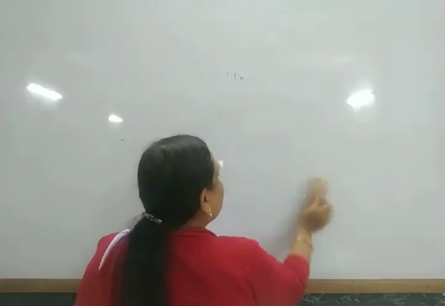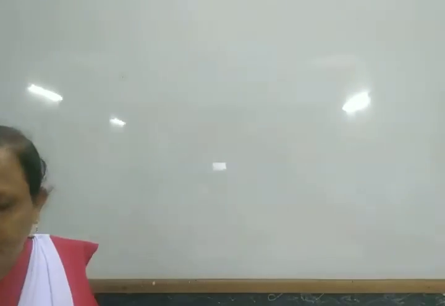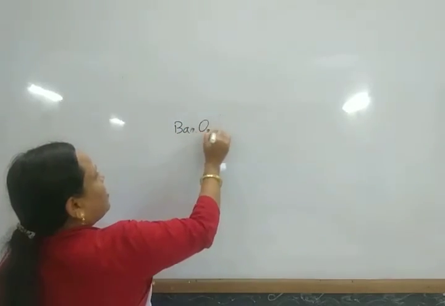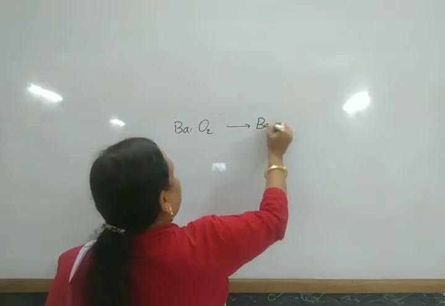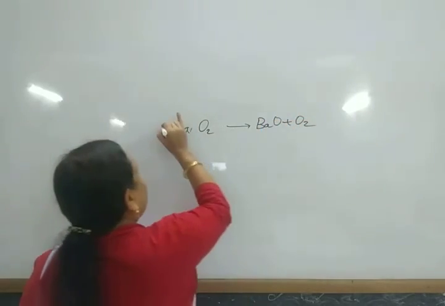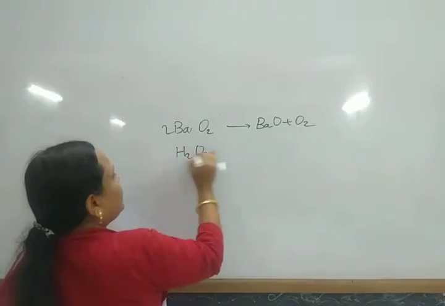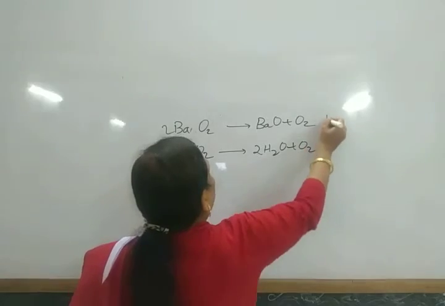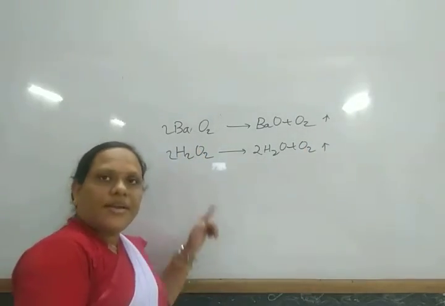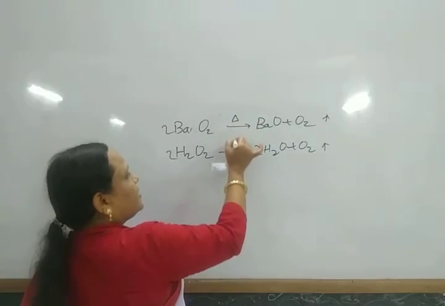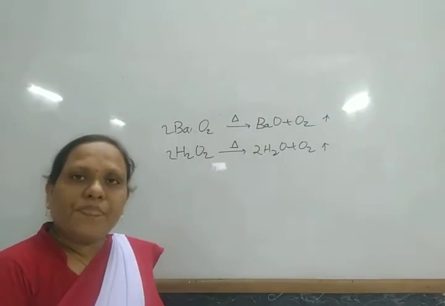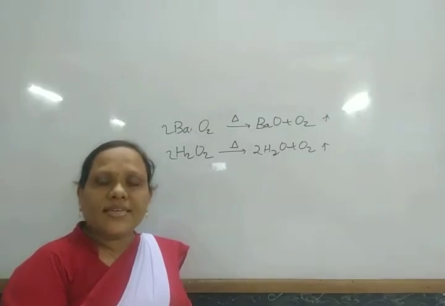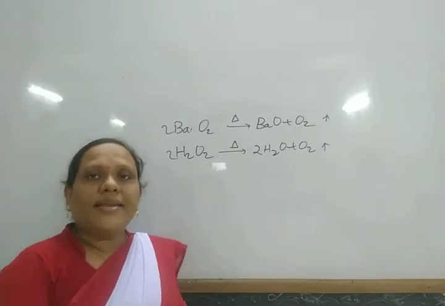Next, oxygen is also prepared by heating some peroxides, like barium peroxide, which on heating gives BaO plus O2, barium oxide. Similarly, hydrogen peroxide gives 2H2O plus O2. So peroxides on heating also give some oxygen. Similarly, it is also prepared by heating the hypochlorates.